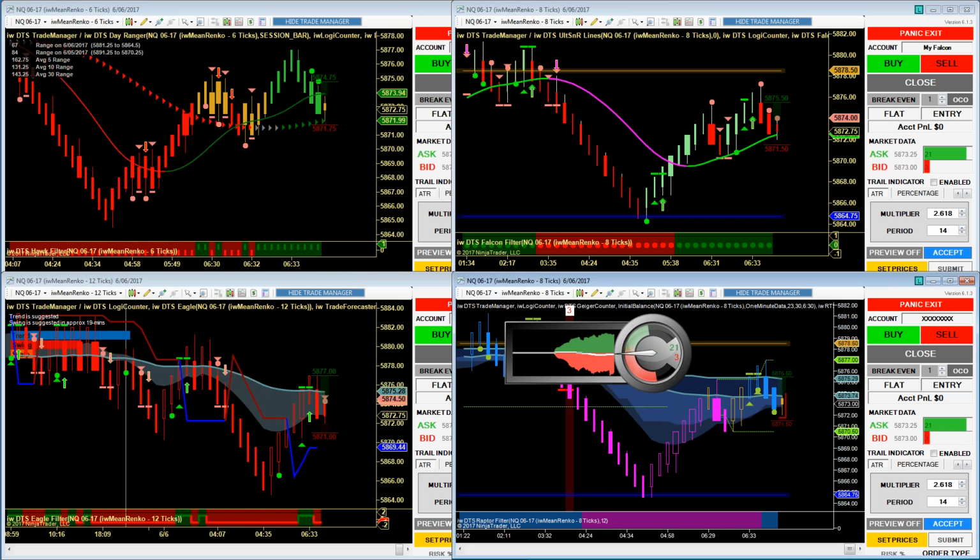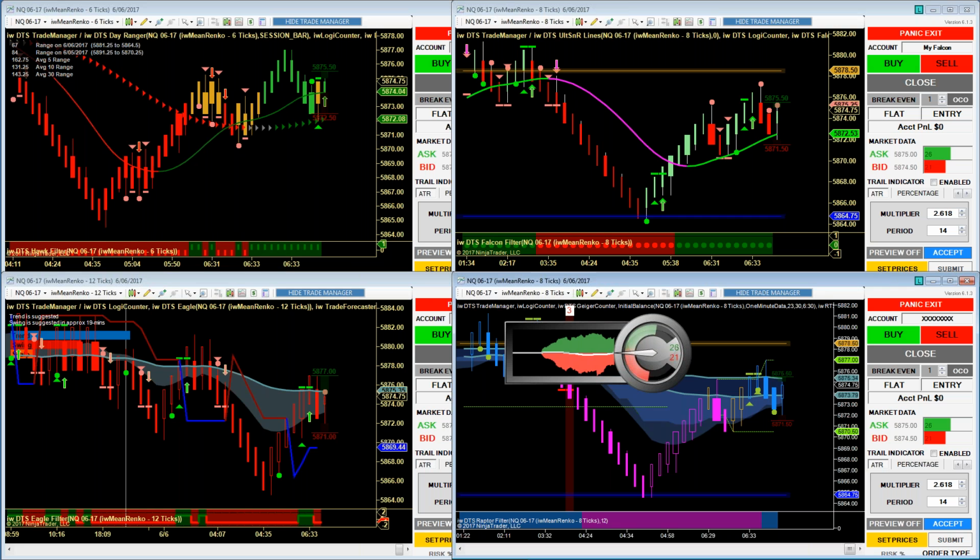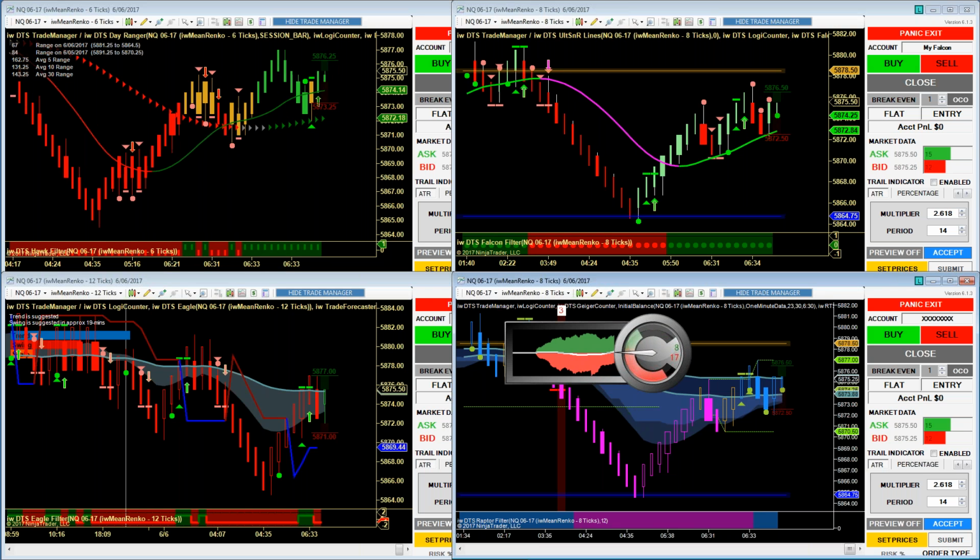The new Raptor, of course, much more tweakable than earlier versions. The DTS system, for instance, is non-tweakable. The only thing you can really change is the bar size, and that is by design.